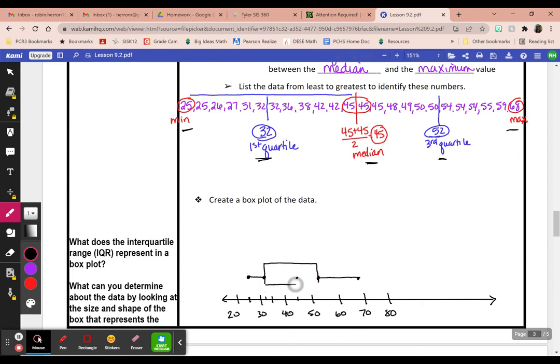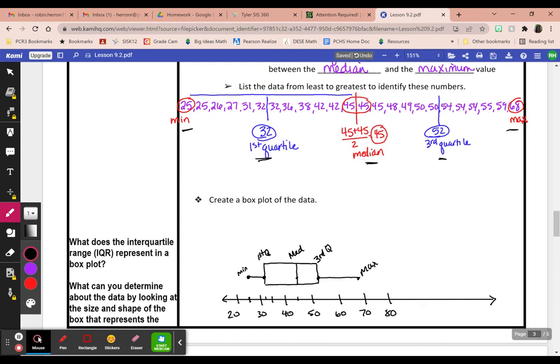Sometimes they call it a box and whisker plot. There's that, and then where this line is, we're going to cut that right down the middle. So again, this is our minimum. This is our first quartile. This is our median. This is our third quartile, and this is our max.